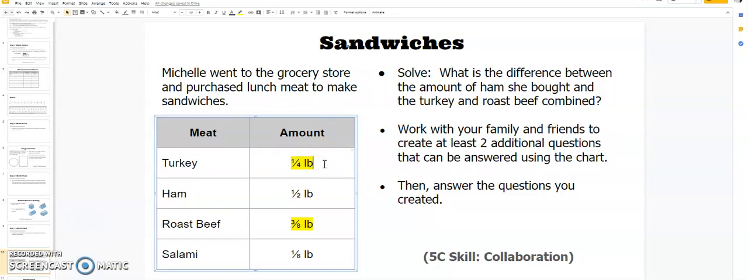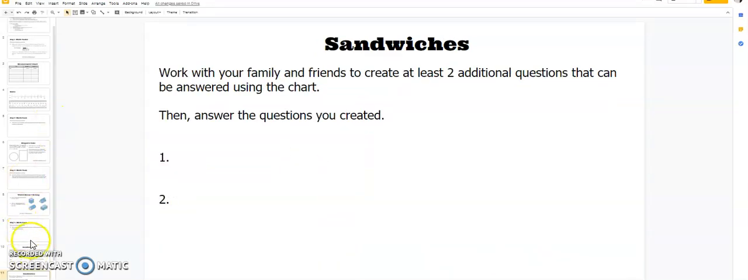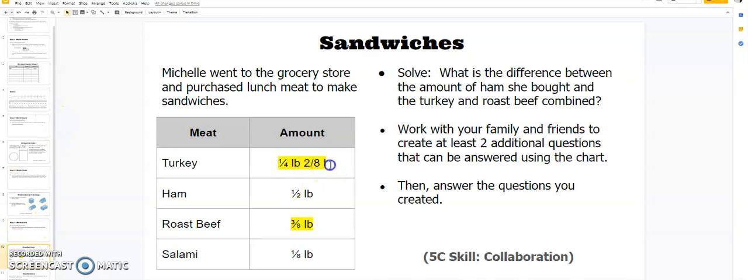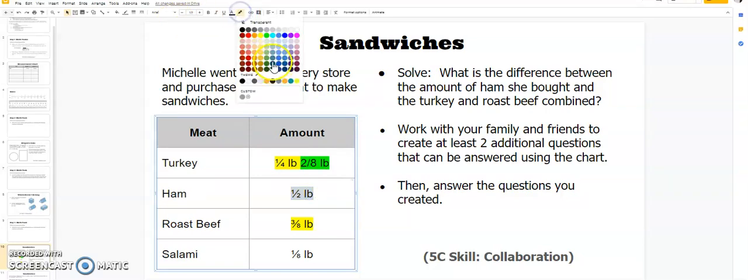All right, so now we are going to plug in those equivalent fractions we just worked out on the whiteboard. So we came up with our equivalent of 1/4 is 2/8 of a pound, so I'm going to add that here. And I'm going to highlight that a different color so that we know that it's an equivalent fraction. So I'm going to highlight that green. So over here for our 1/2 pound, I'm going to go ahead and highlight that because we are working with the ham. I'll highlight that one yellow.